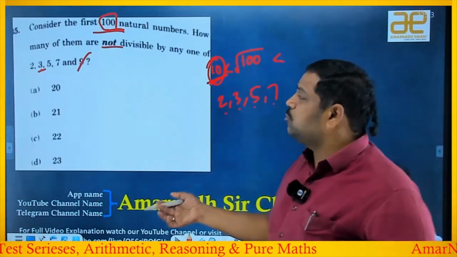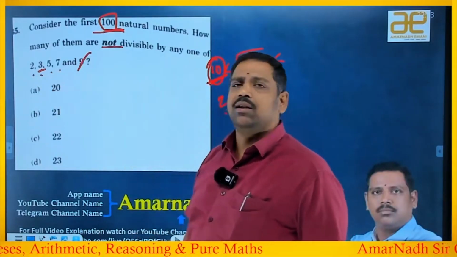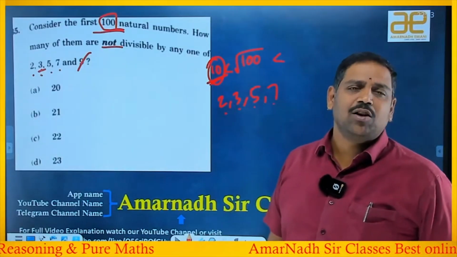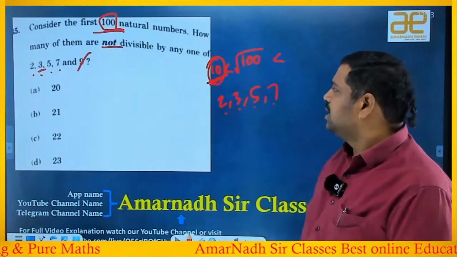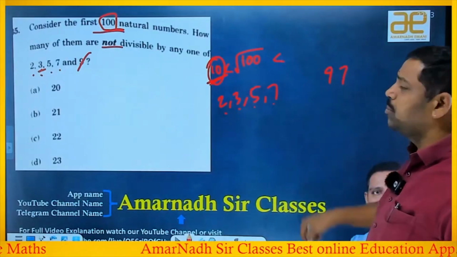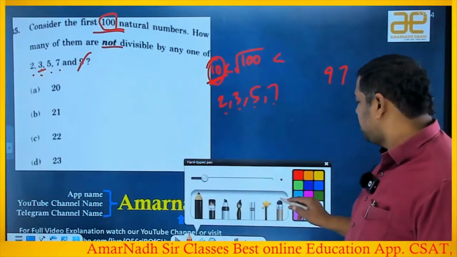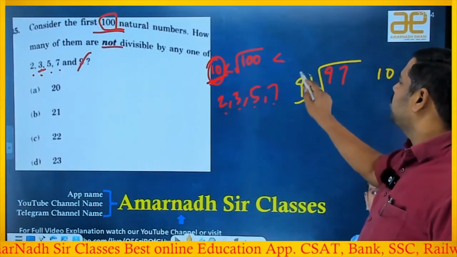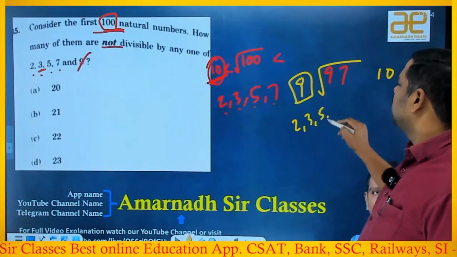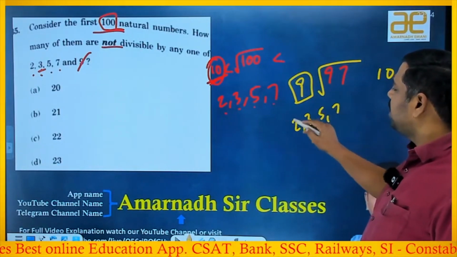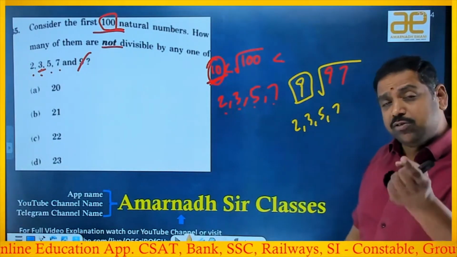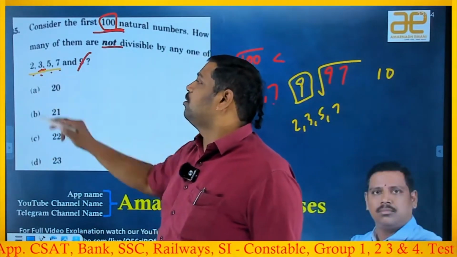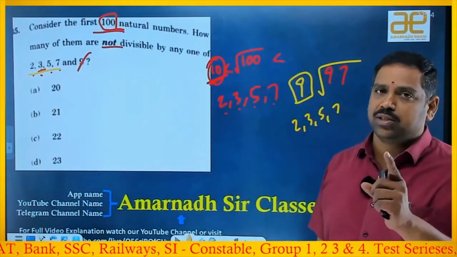You are asking the same question, which numbers are not divisible by 2, 3, 5, 7. Indirectly you are saying that you need prime numbers. Suppose 97, we know that 97 is a prime number, right? How do we identify it? Just find the square root of it. It lies between 9 and 10. Write the prime numbers below 9: 2, 3, 5, 7. If it is not divisible by any of these four, it is a prime number. If it is divisible by at least one, it is not a prime number. Our question is that it should not be divisible by any of the four. That means definitely you need only the prime numbers.